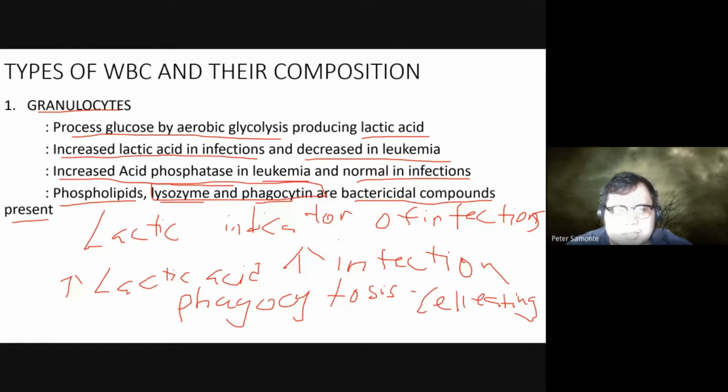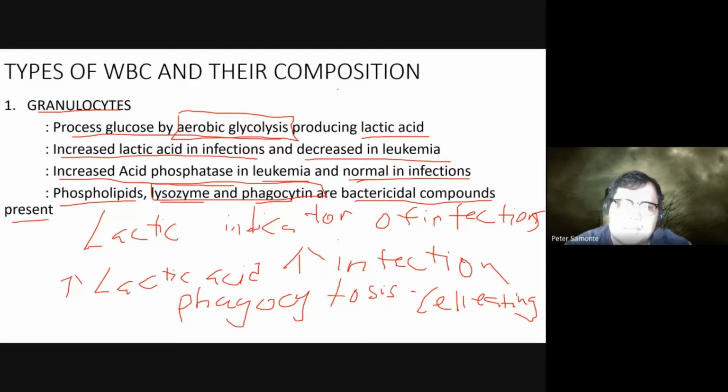Again, your granulocytes process glucose by aerobic glycolysis. Kapag tinanong kayo, how do your WBCs process glucose? It is via aerobic glycolysis. There is increased lactic acid, which is an indicator of infection. Increased acid phosphatase in leukemia and normal in infection.